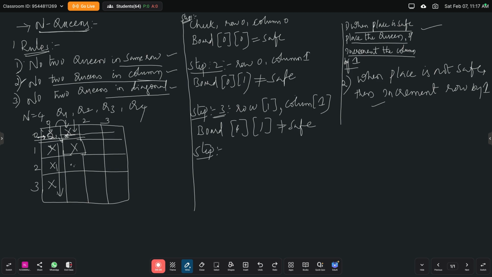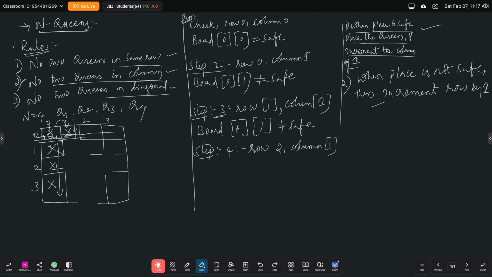Step 4. Row is 2 and column is 1. Is this safe? Yes, this place is safe. Why is it a safe place? There is no queen in the same row, there is no queen in the same column, and if you place a queen here, it will not form any diagonal, so that is safe. So we can easily place the queen here.